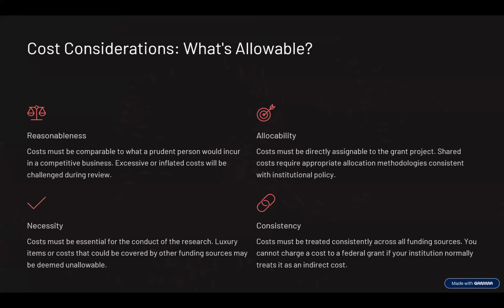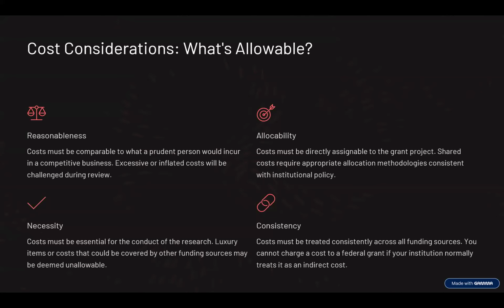Then allocability, that means the cost must be directly assignable to grant projects. Shared costs require an appropriate allocation methodology consistent with institutional policy. If you are working in an institution, you have to follow their policy, because most times most of the requests come through the institution. Then consistency: costs must be treated consistently across all funding sources. You cannot change.